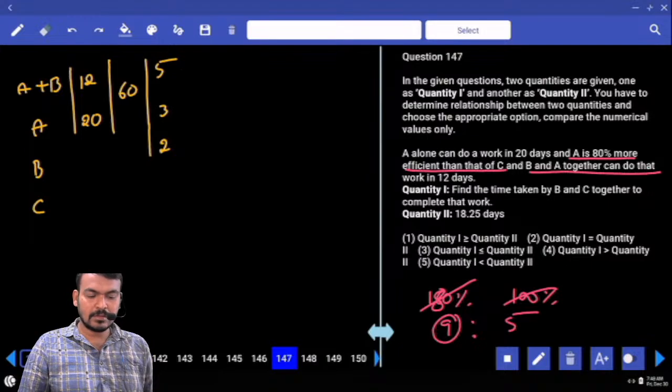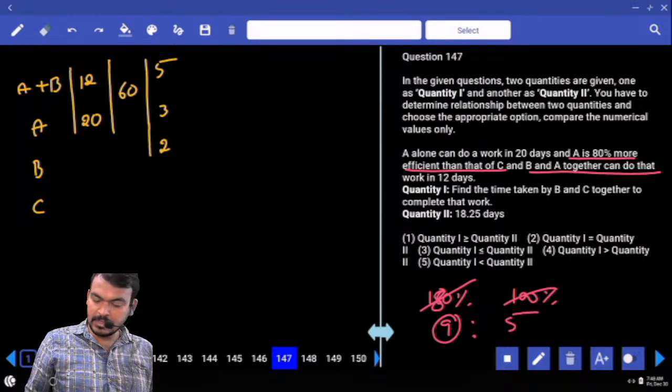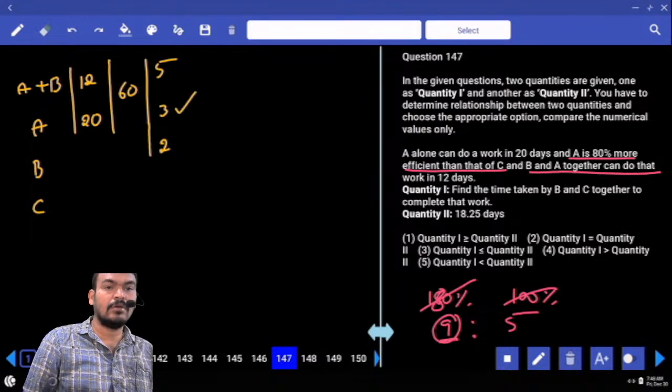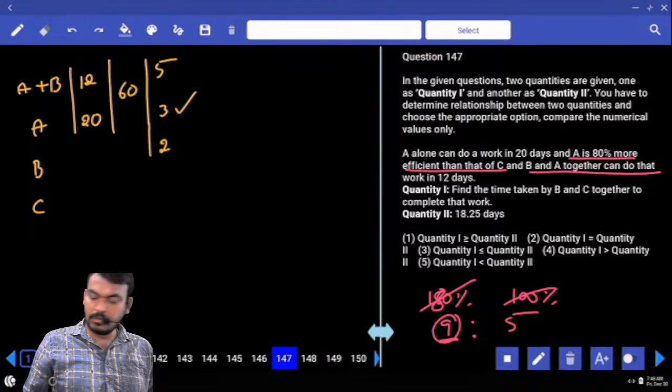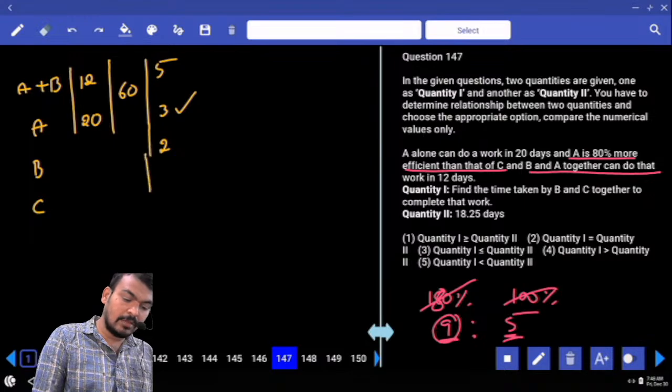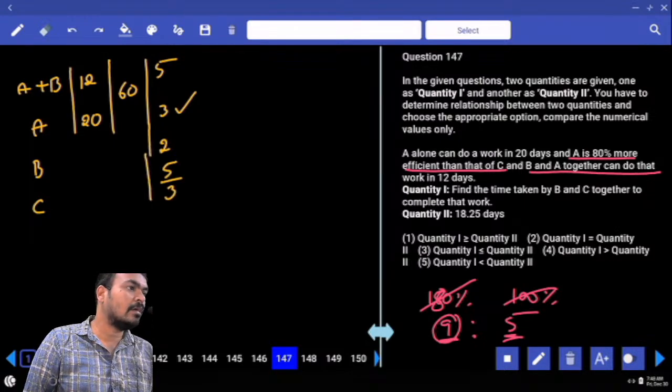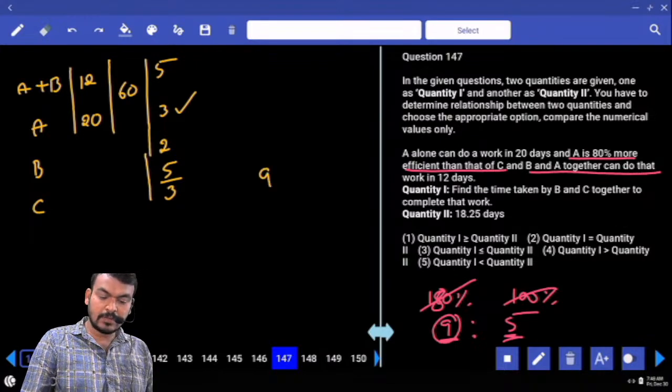A is how many parts? 3 parts. But in place of 3 here, how much? 9. Means if it is 9, here it is 3. And 1/3 or 1/4? 1/3 means 5 also. What is the C value? 5 by 3. Actually, 9 parts value is how much? 3.